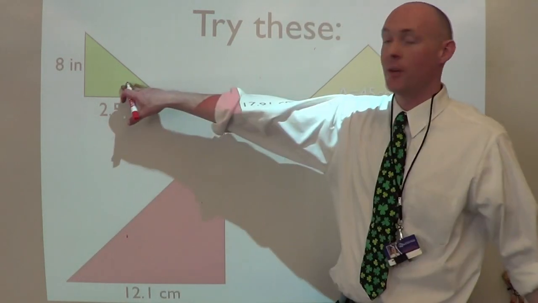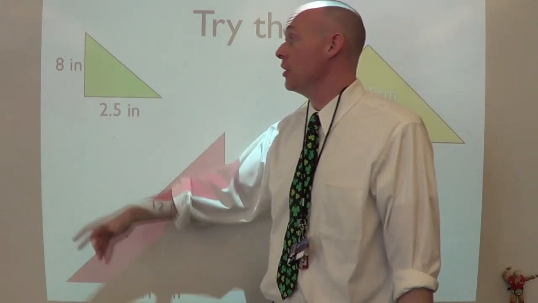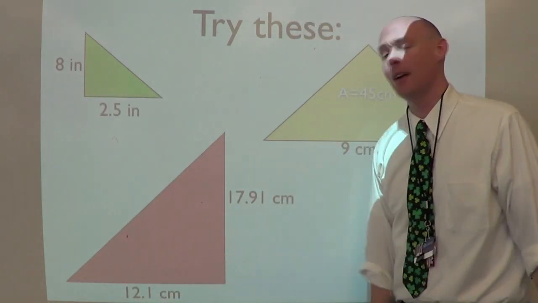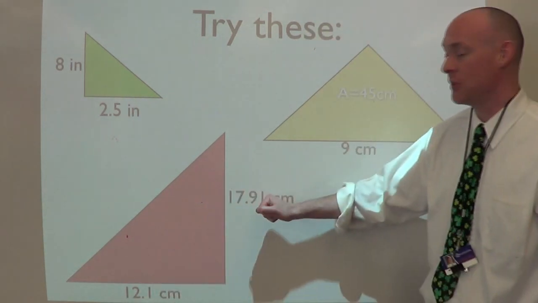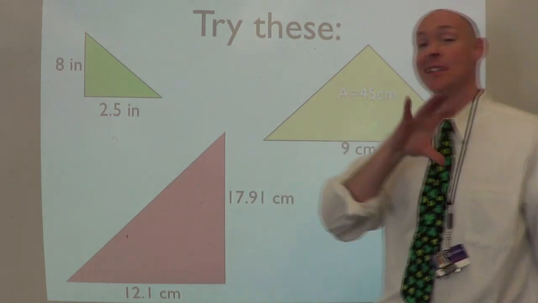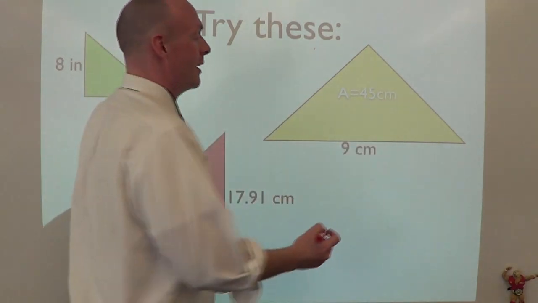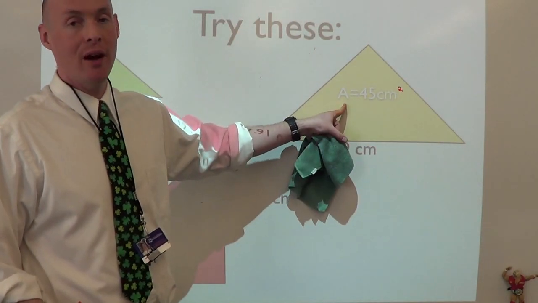Okay, so this one here is pretty standard. This is a right triangle. You're just going to do 1/2 base times height. And this one down here, same thing: 1/2 the base times the height. Pretty standard. This one here is a little bit different. This time I gave you the area. Ooh, that should be centimeters squared. This time I gave you the area.